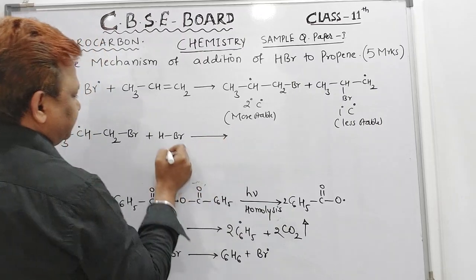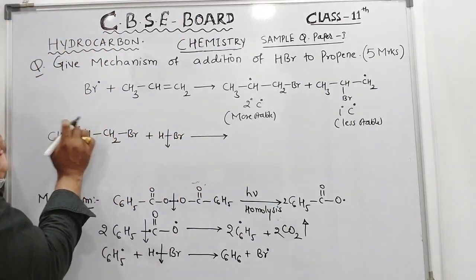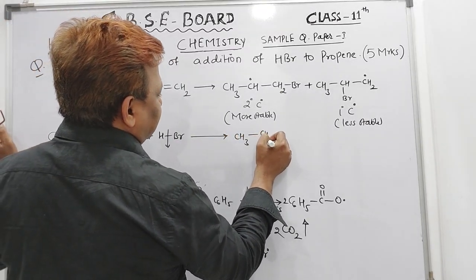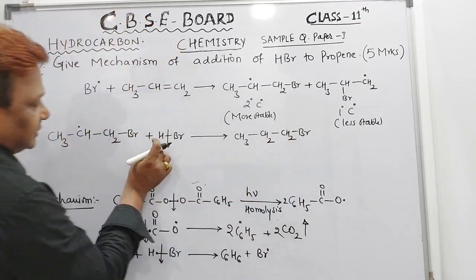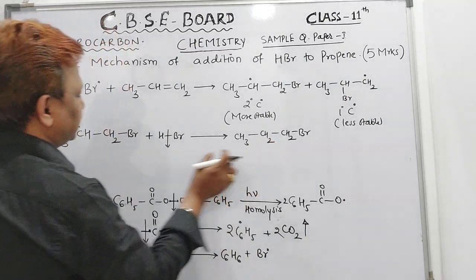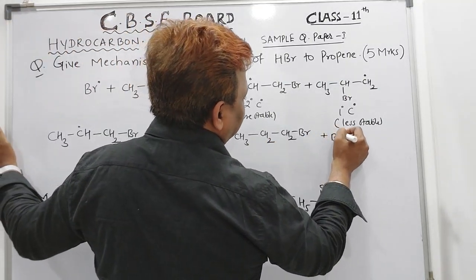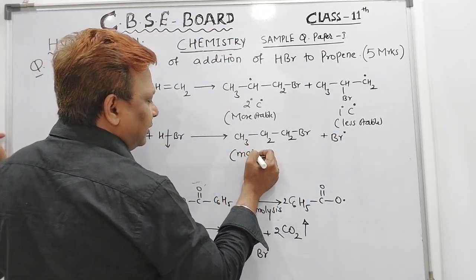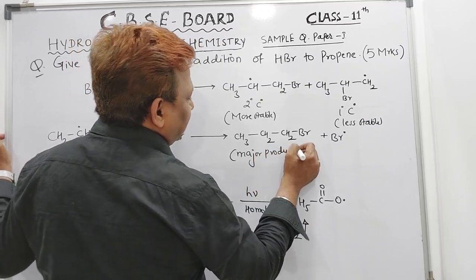But here also homolytic cleavage will take place. The H radical attacks this one and it will form CH3, CH becomes CH2, and we have CH2 Br. See, this H radical attacks the CH radical and the CH radical becomes CH2. The remaining CH2 Br stays as it is, and we get a Br radical here. This is the major product obtained by the anti-Markownikoff rule.